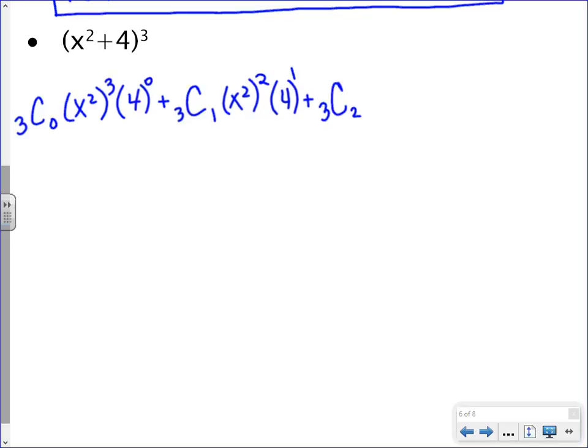Then we have 3 combinations of 2 times x squared, everybody, to the, okay, let's try that again. X squared gets raised to what power? And 4 to the, you guys really need some enthusiasm today. And then we have 3 combinations of 3, x squared to the 0, and 4 cubed.